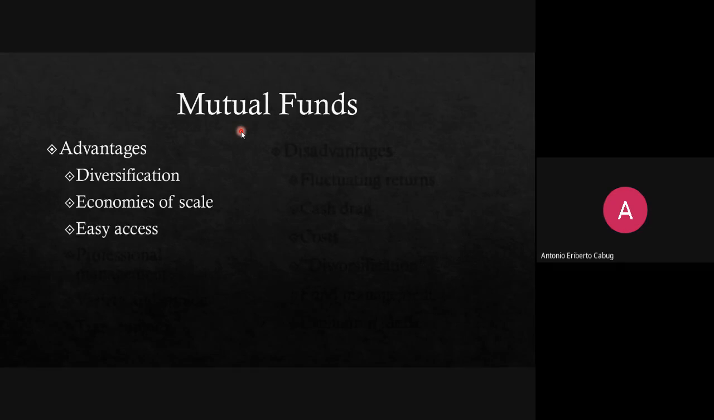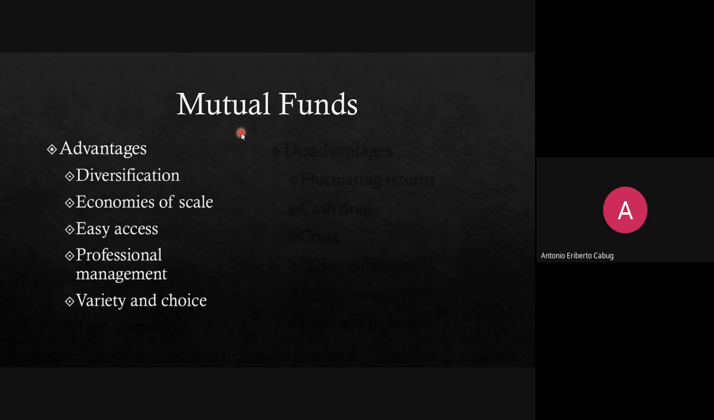Easy access. There are mutual funds tied up to a bank, or you can simply talk to an agent. As low as 5,000 pesos, 10,000 pesos, you may invest already in a mutual fund. Okay? Some brokers, some agents, and even some banks, they offer mutual funds, or they are in partnership with mutual funds. Professional management. Okay, there is a management team with a fund manager and analyst working on your behalf, and a variety and choice.